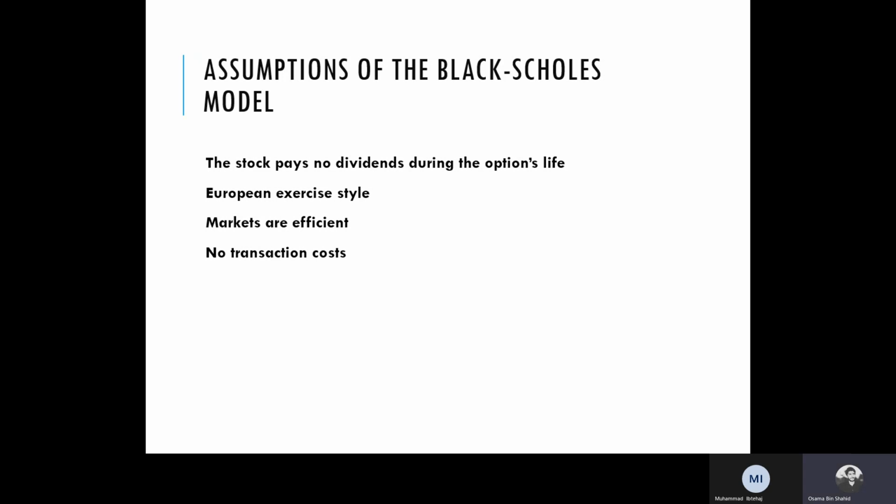The fourth one is that there is no transaction cost. We assume there is no transaction cost, while we know that there is a transaction cost when buying or selling options, and we eliminate that in Black Scholes. Many people eliminate the transaction cost and calculate the value of the option without it, which sometimes causes losses to the person.